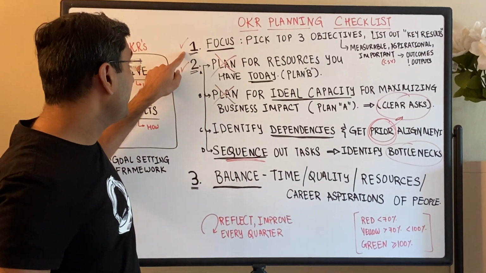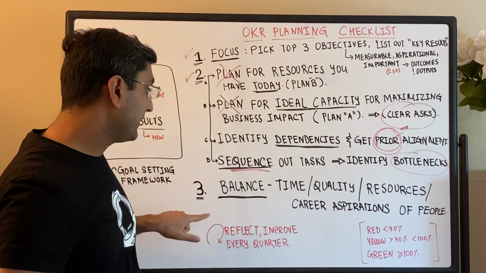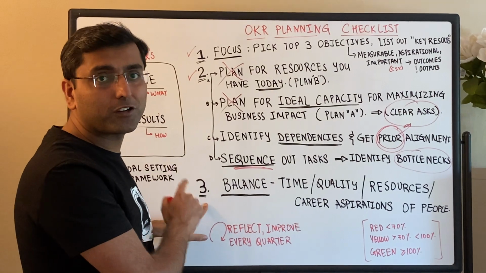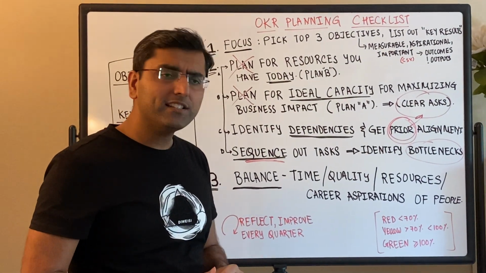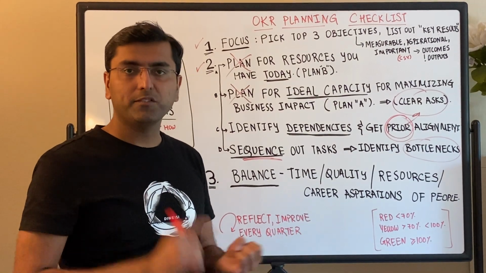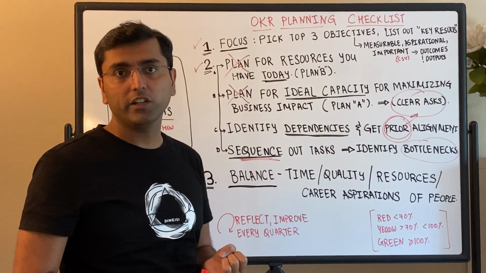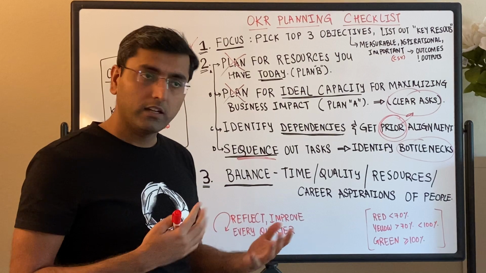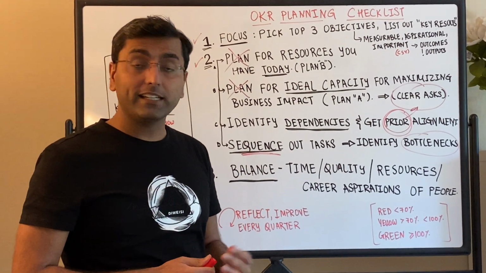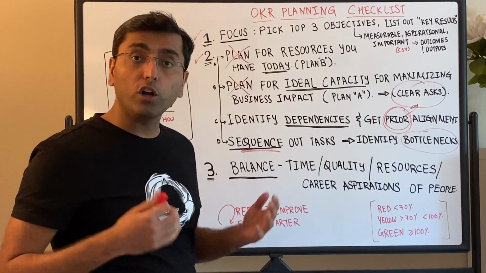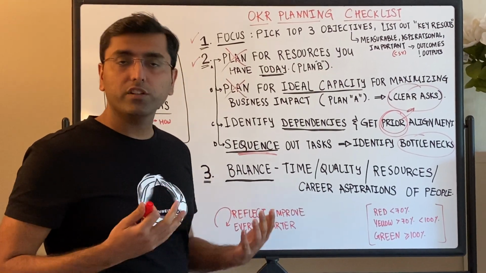Once you have identified focus and have an effective plan, then you need to balance, and this is the most important part of the checklist. You need to balance for things that are not measurable as well. There may be aspirations that individual members in your team have about their growth. There may be certain projects that you want to prioritize for technical debt that you've been incurring. The quality of work is just getting worse and worse in your team.